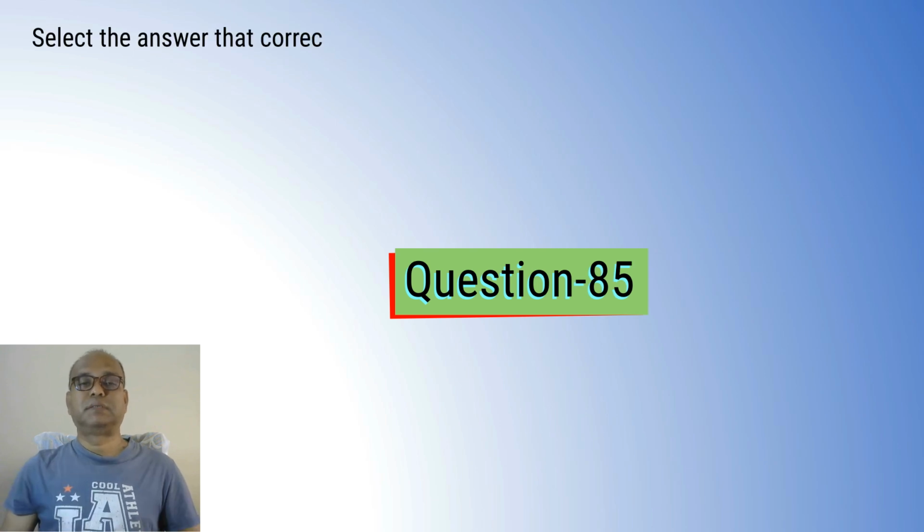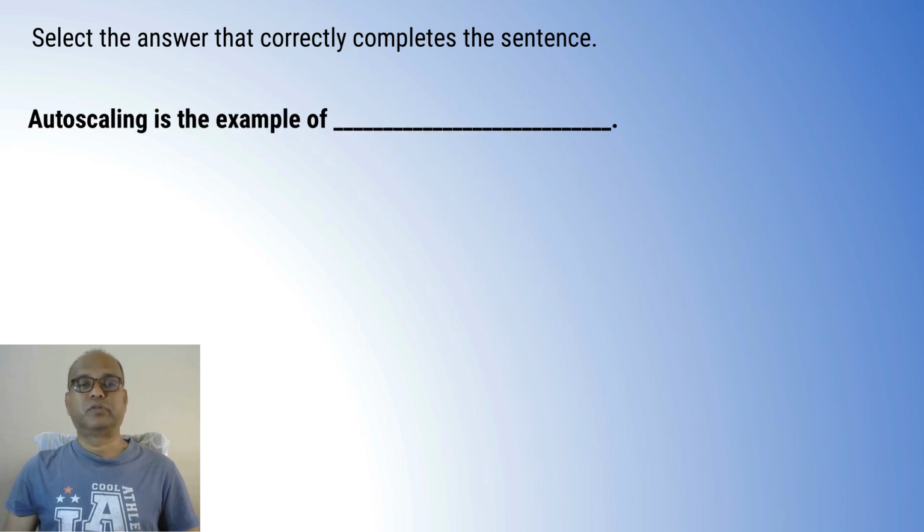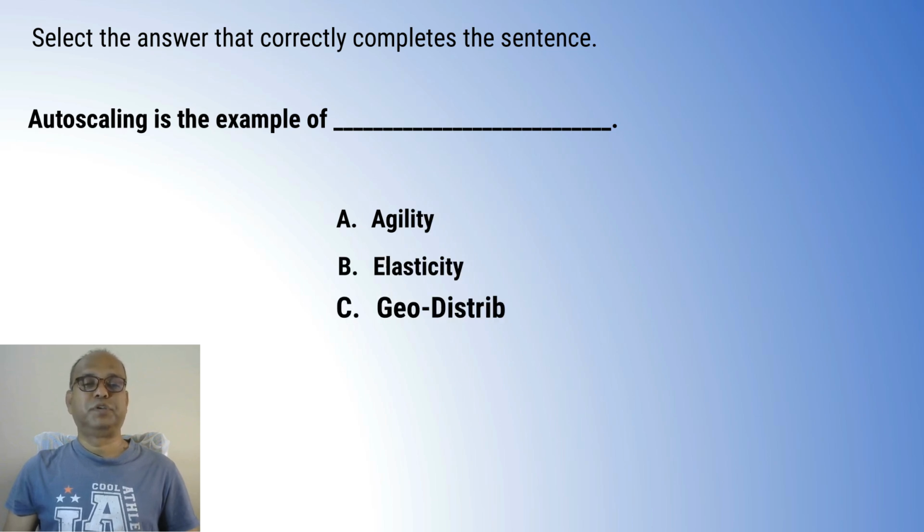Select the answer that correctly completes the sentence. Auto scaling is an example of dash. Option A, agility. Option B, elasticity. Option C, geo distribution. Option D, predictability. Answer.